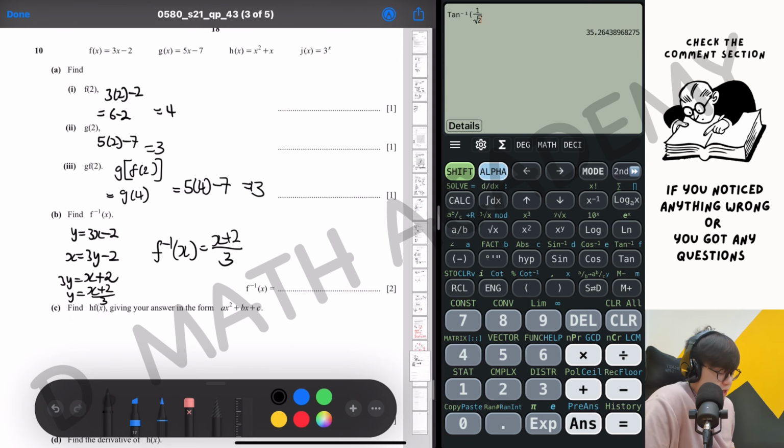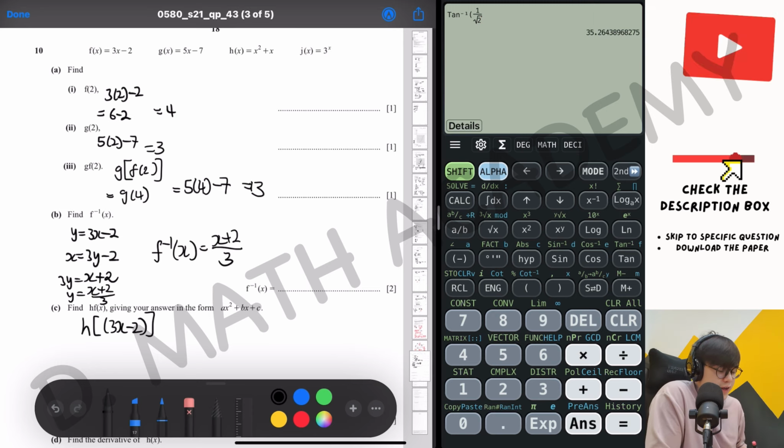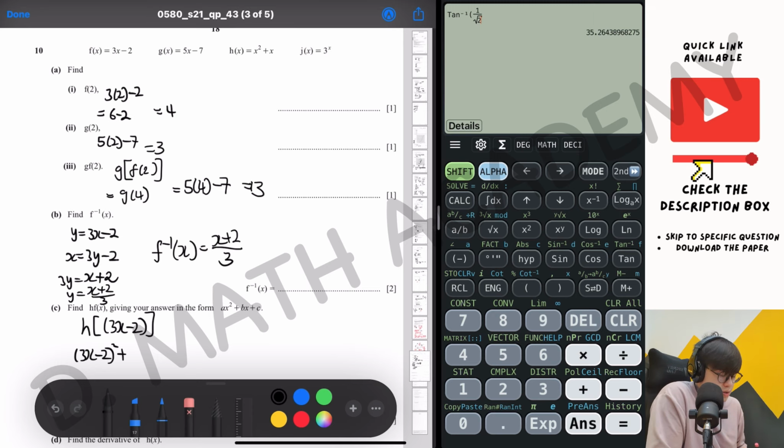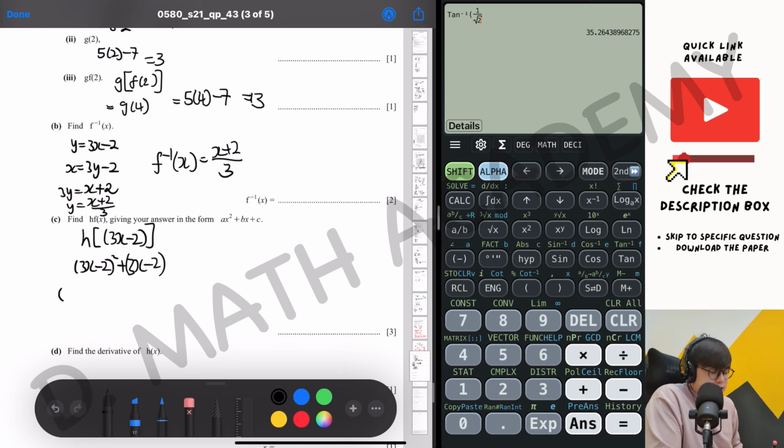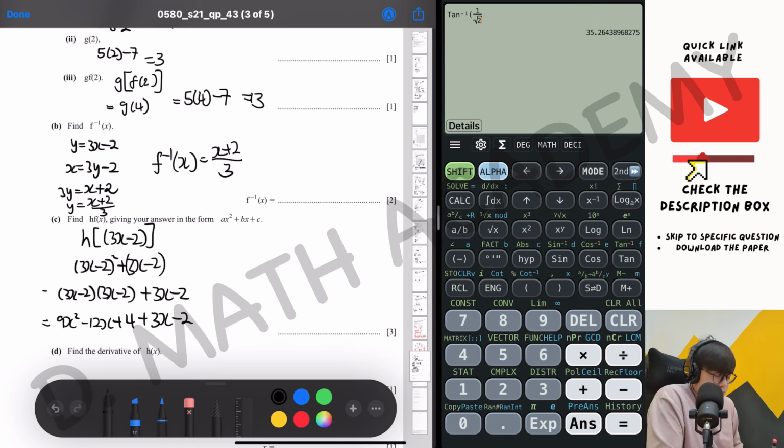H of f(x), they were referring to this. You're required to replace this into all the x positions of the h function. Okay, expand it out, then you will get to this. Then when you finish up the calculation, this will be your final answer: 9x squared minus 9x plus 2.